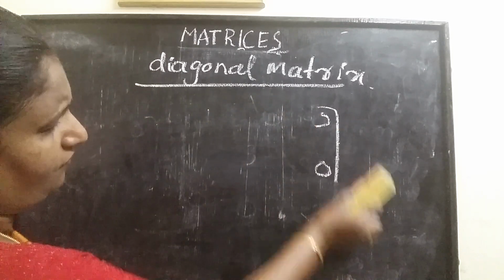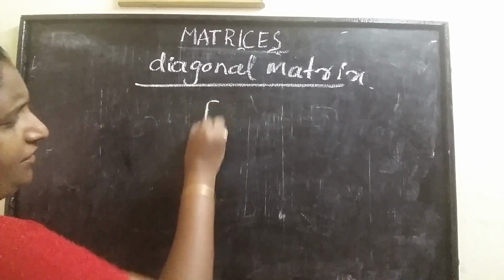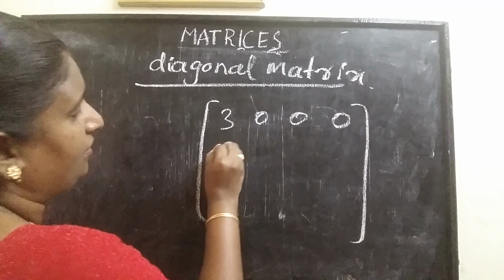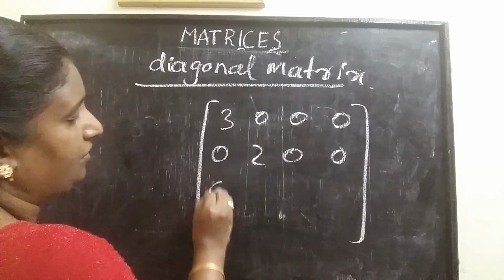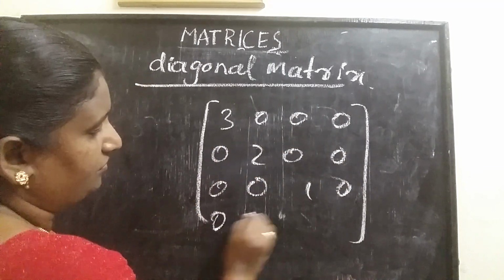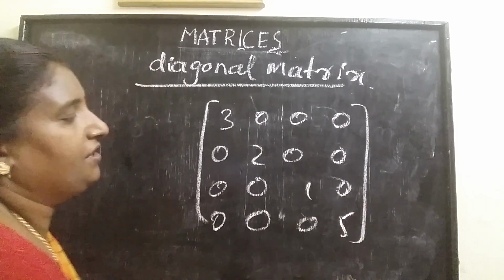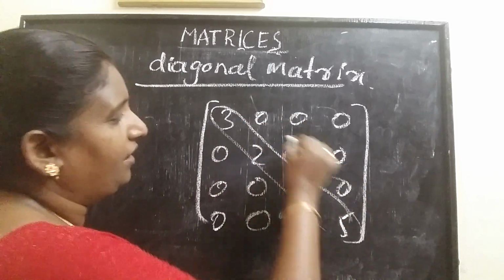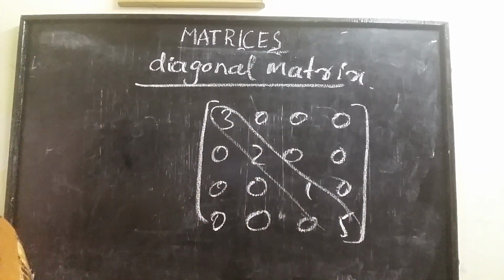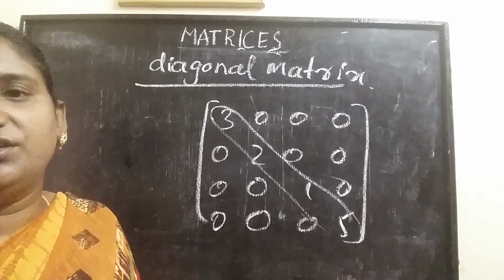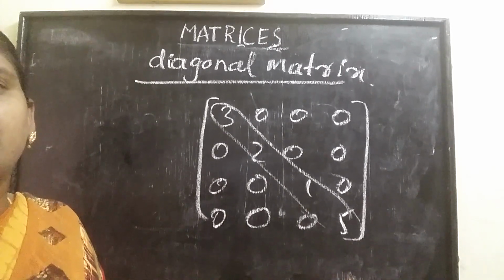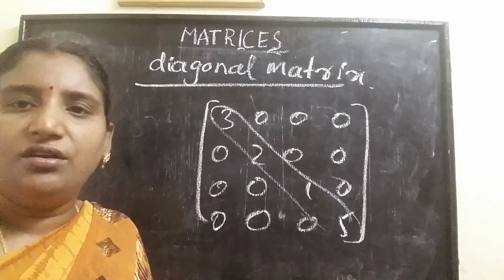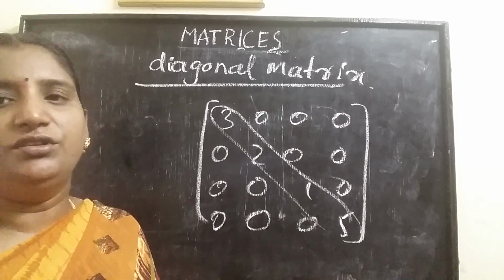Second, we can have one more doubt. Take a 4 by 4 example also: 3, 0, 0, 0, 0, 2, 0, 0, 0, 0, 1, 0, 0, 0, 0, 5. Here also we have only diagonal elements. All non-diagonal elements are equal to 0. Now what is the definition of a diagonal matrix? A square matrix is said to be a diagonal matrix if all its non-diagonal elements are equal to 0.